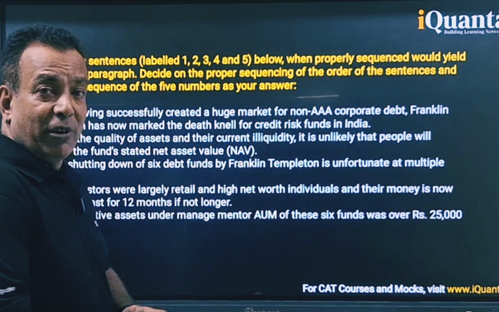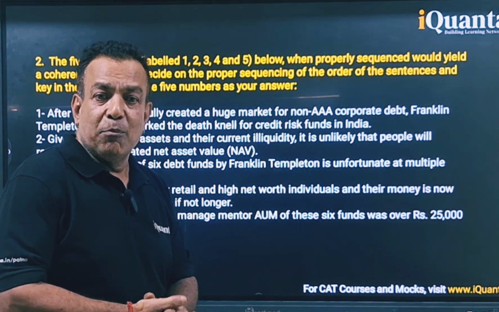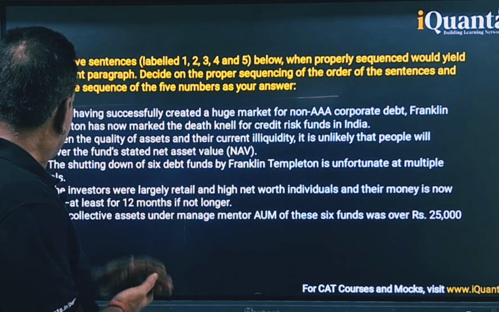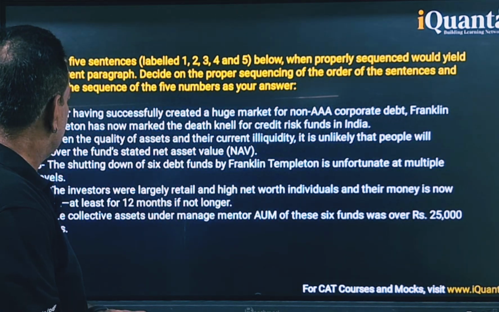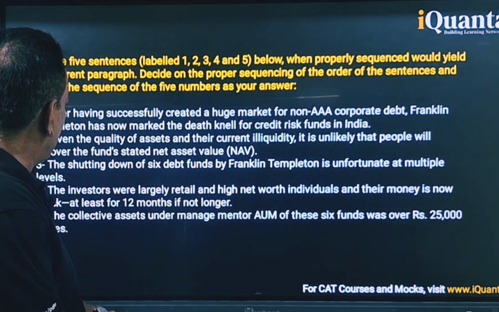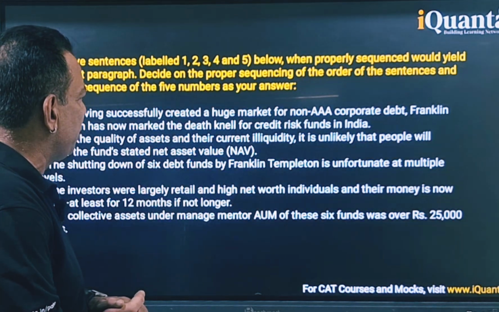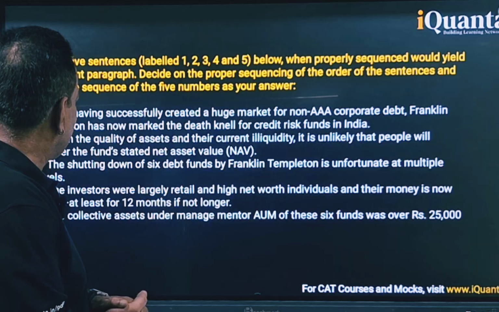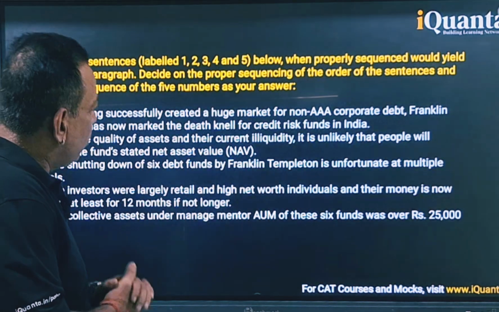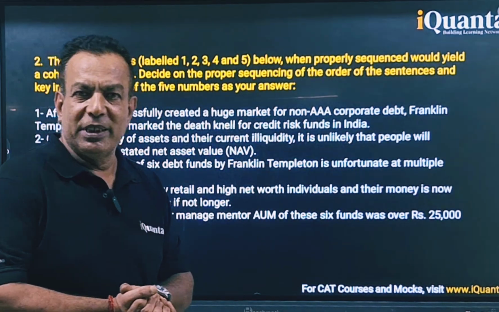Well, there's another one. This is also related to finance. This is about debt funds, and it's about the collapse of debt funds. So here we have 5 sentences. They are talking about the debt funds, and let's go with the sentences. After having successfully created a huge market for non-AAA corporate debt, Franklin Templeton has now marked the death knell for credit risk funds in India. So now they are talking about AAA, non-AAA corporate debt.